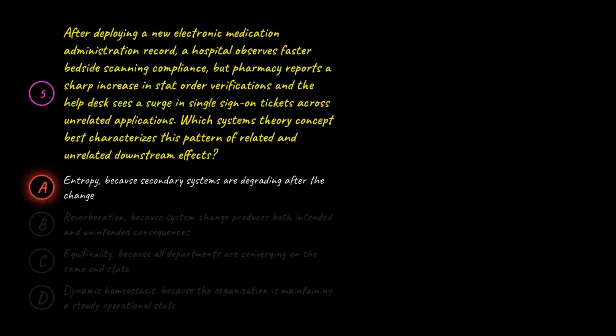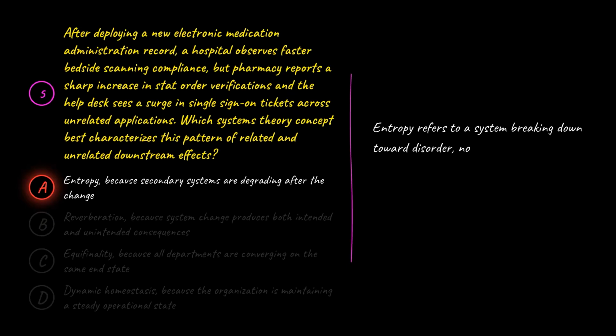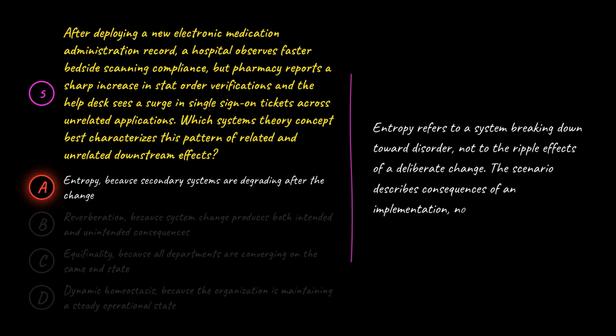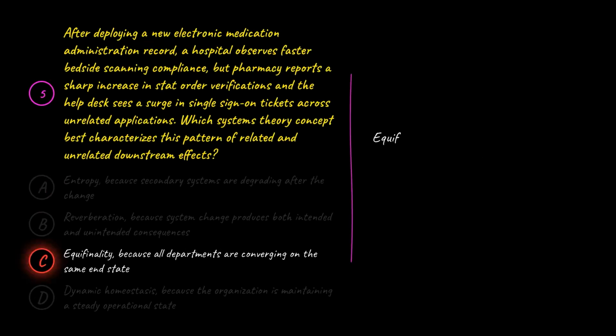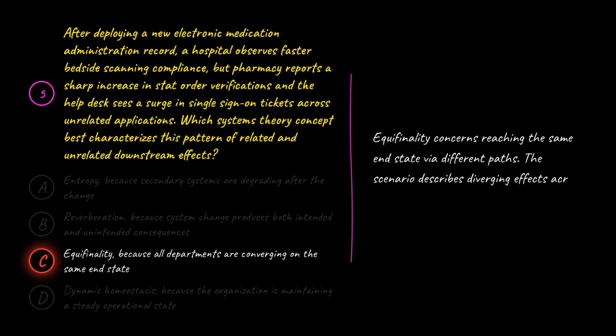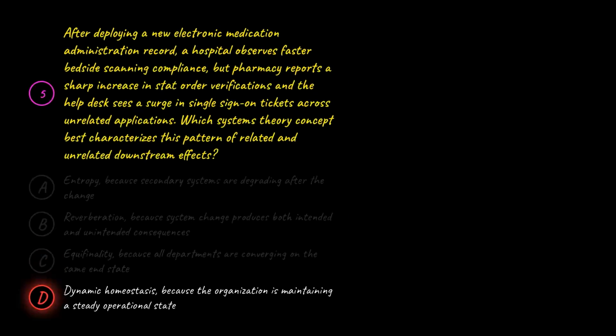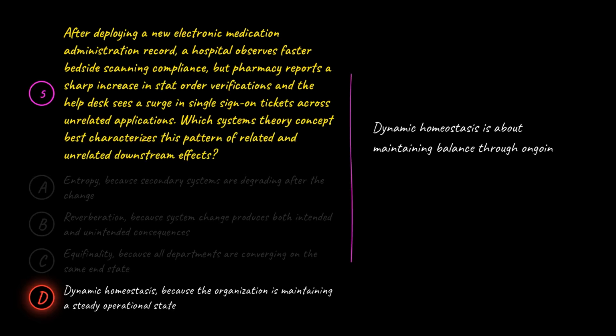A is wrong because entropy refers to a system breaking down toward disorder, not to the ripple effects of a deliberate change. The scenario describes consequences of an implementation, not gradual decay. C is wrong because equifinality concerns reaching the same end state via different paths. The scenario describes diverging effects across departments, not convergence. D is wrong because dynamic homeostasis is about maintaining balance through ongoing adjustment. The hospital is dealing with active perturbations, not demonstrating steady state preservation.